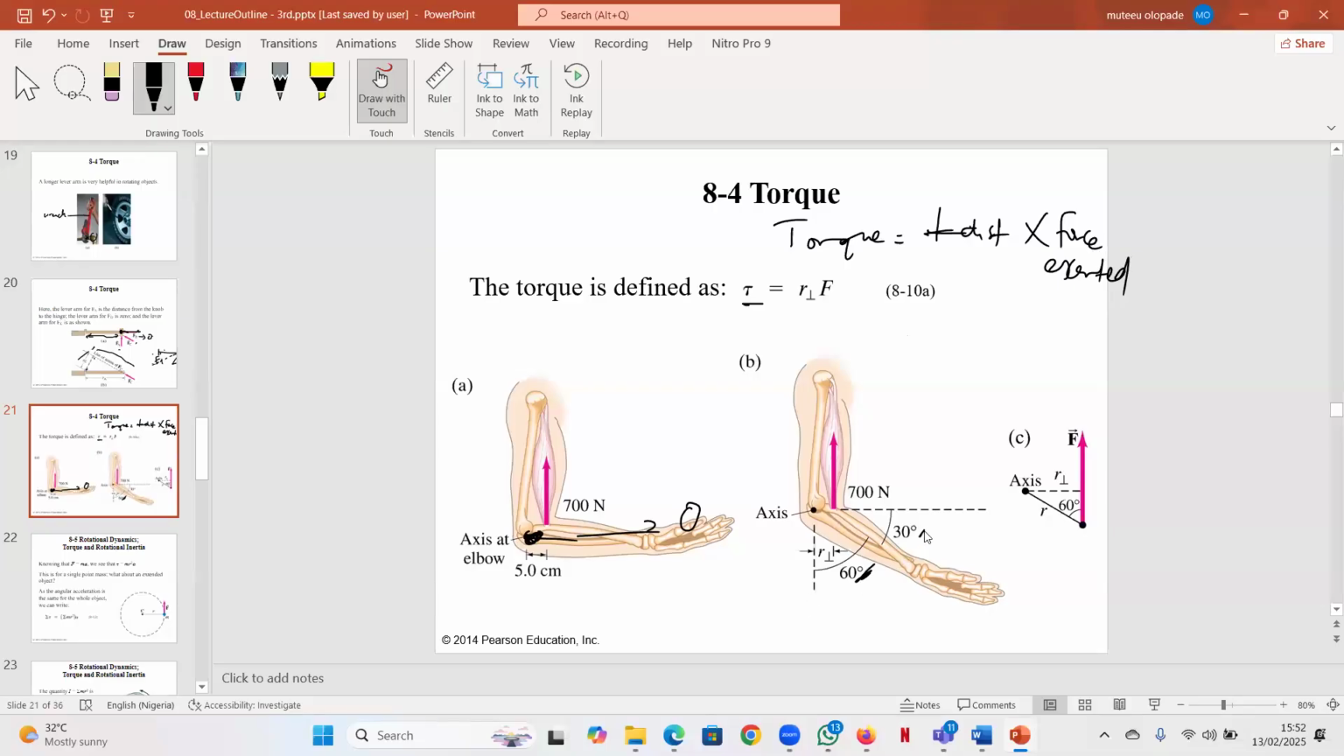If it is at an angle, this is what we have: angle of 60, angle of 30. It depends on what you are trying to do. The force comes from the biceps here, for you to be able to lift the mass that is here. That's why you see it in that direction. You can see the force and the perpendicular distance to that force. So that is the formula to find torque.